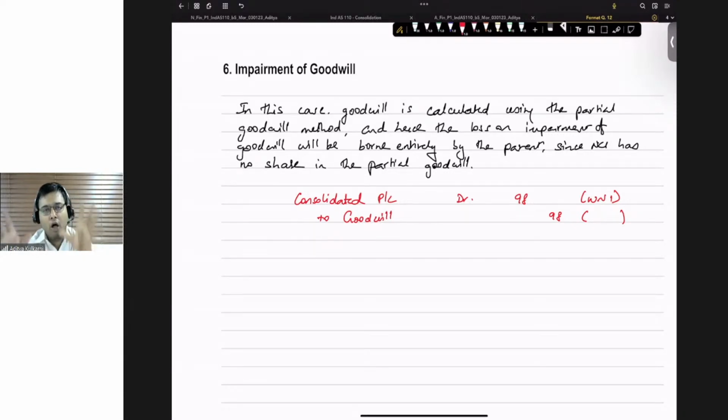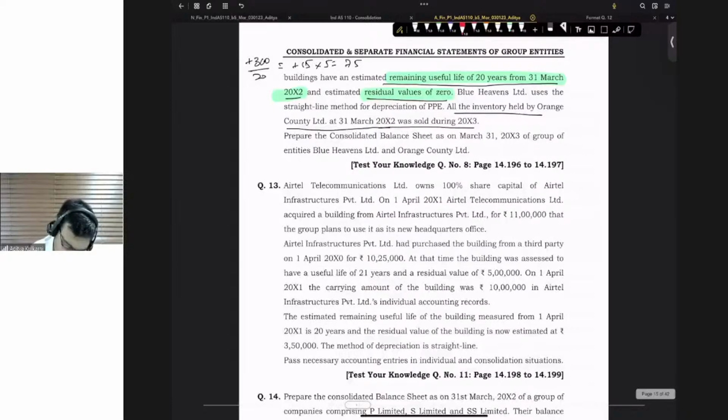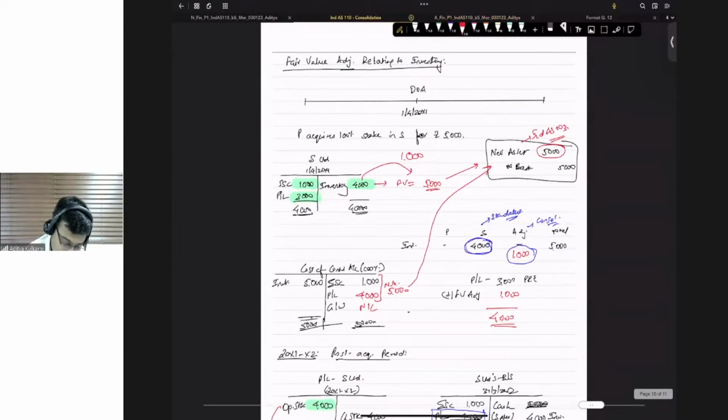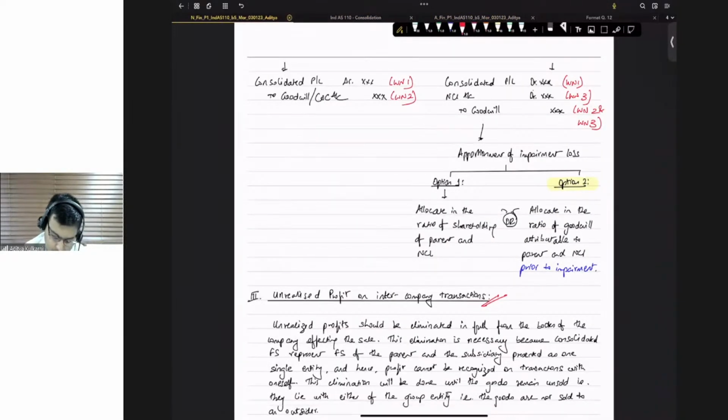stake because all the incomes and expenses of the subsidiary are getting allocated in the form of net profit, ultimately in the ratio of stakeholding. Okay, so that is how you will do the allocation. What will be the reasoning for option 1 in case of partial goodwill? What is option 1? Allocate in the ratio of shareholding of parent.